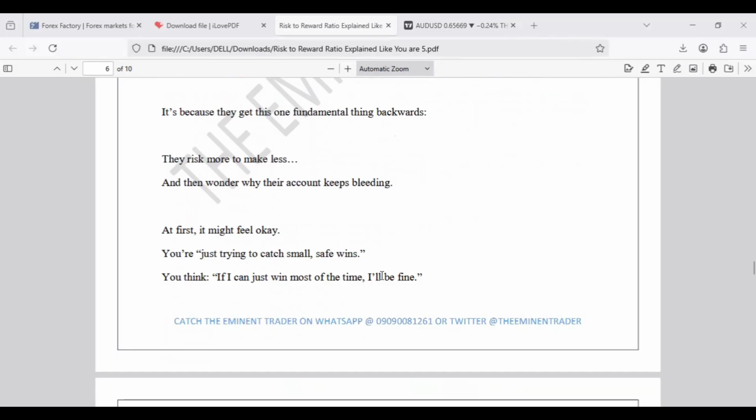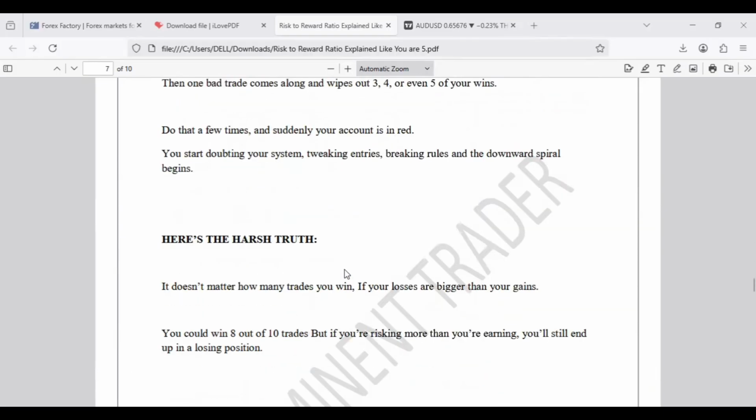And as beginners, at first, it might feel okay. Do you get? You're just trying to catch small, safe wins. So you would think that, okay, if I can just win most of the time, I'll be fine.